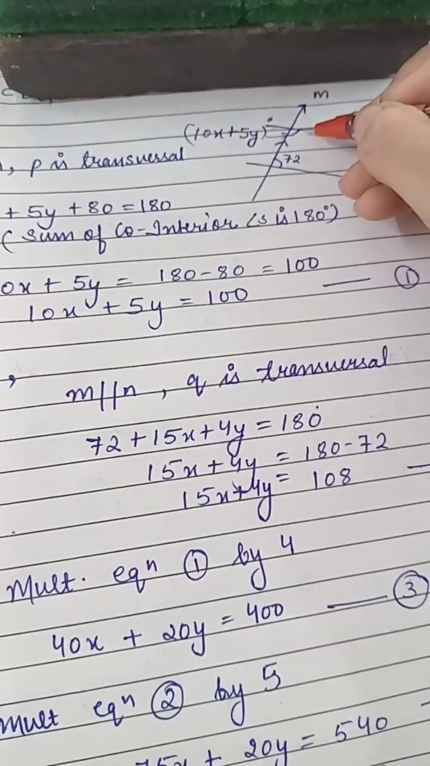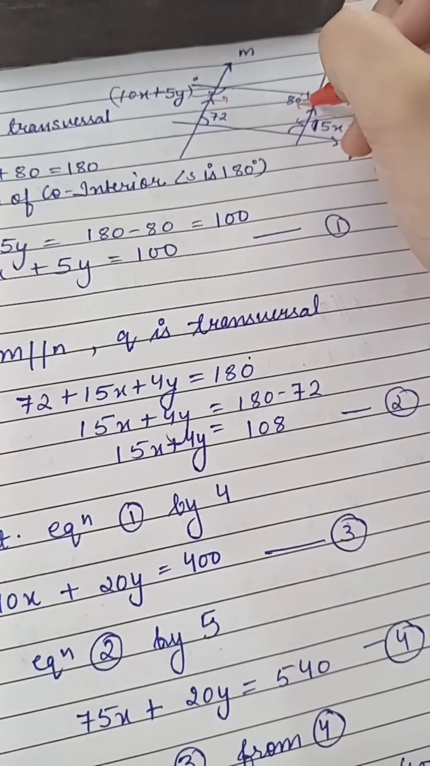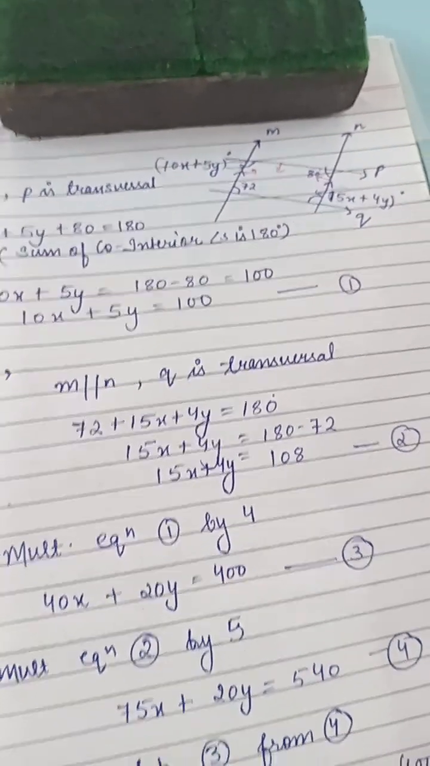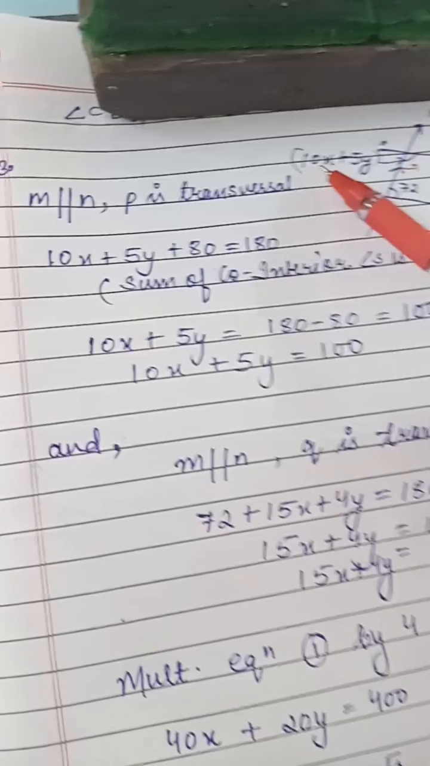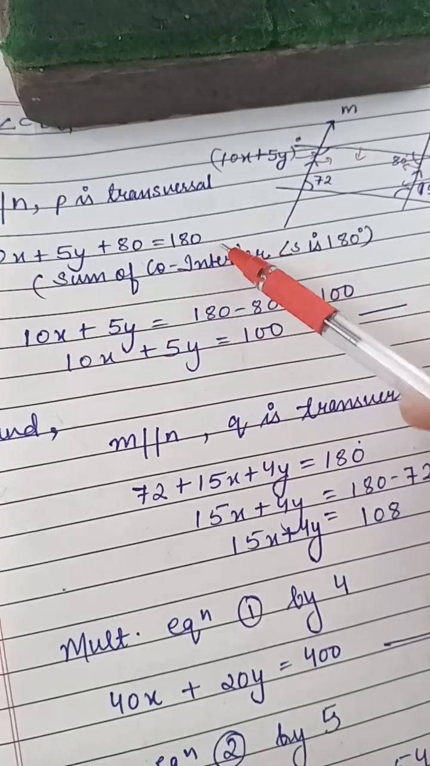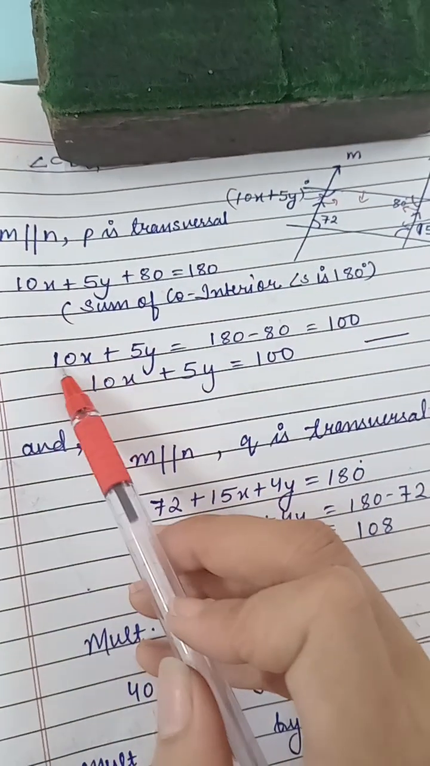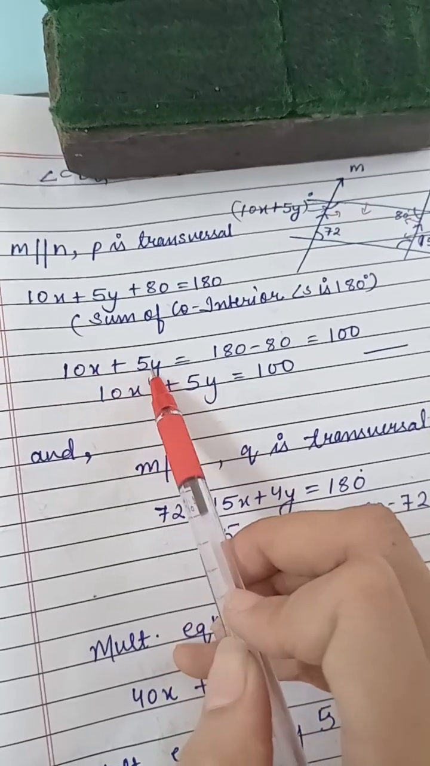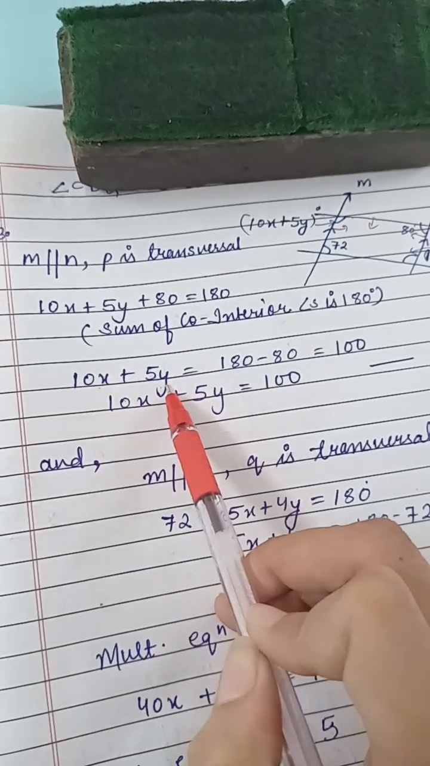Coming to these two angles, again they are interior of these two parallel lines. See, check this. They are in the interior of parallel lines and on the same side of the transversal. Again they will form co-interior angles. M is parallel to N, P is transversal. What is the first angle? 10x plus 5y, plus 80 degrees equals 180. The sum of co-interior angles is 180 degrees. Correct? See, 10x plus 5y, are they like or unlike? Unlike. Why? Because they have different variables. This has x and this term has y.